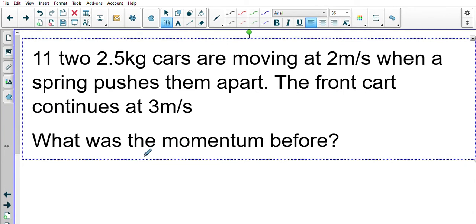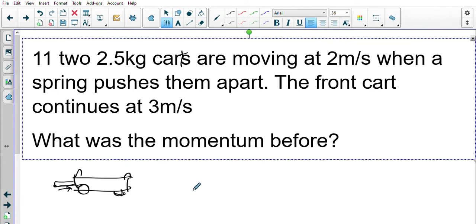All right. Two 2.5 kilogram carts are moving at 2 meters per second. What is the momentum before the spring pushes them apart? If you remember, back when we actually used to go to school, we had those carts. We have wheels, and they had hoops on the top and the bottom. We'd send them down, and some of them had a spring in the front, and this could move in.